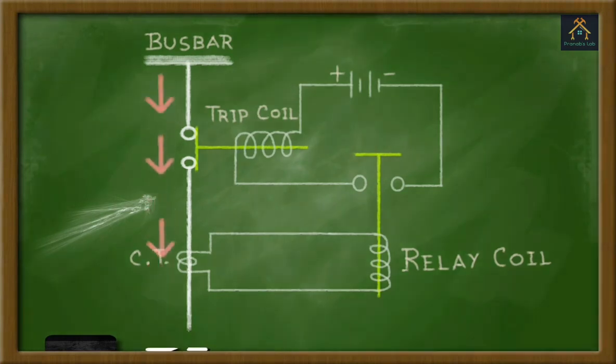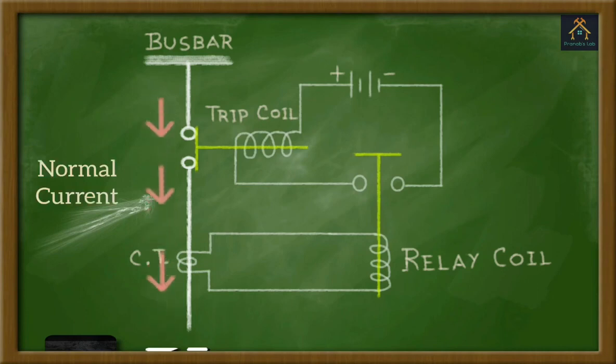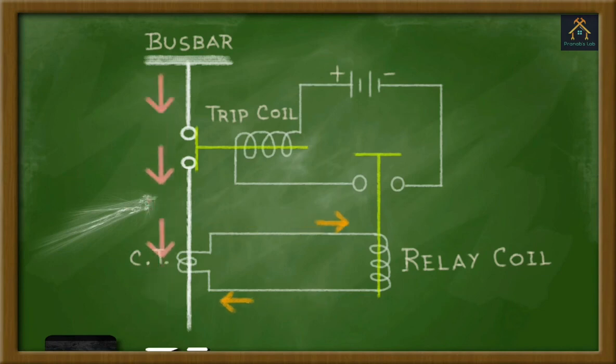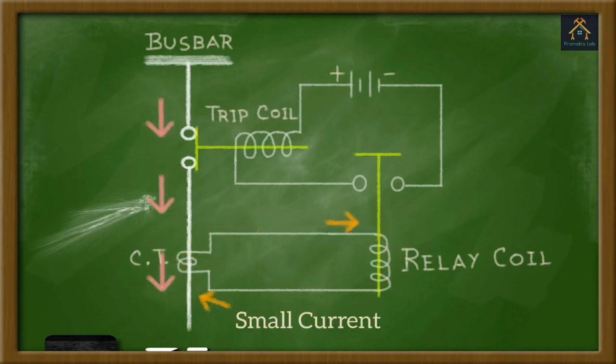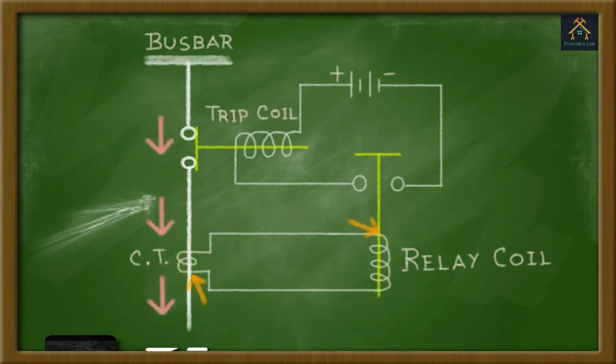Assume that normal current is flowing through the line from the bus bar. As a result, a small amount of current is flowing through the CT and relay coil. Then the magnetizing power of the relay coil is very low to attract the relay coil plunger. This is the normal condition.